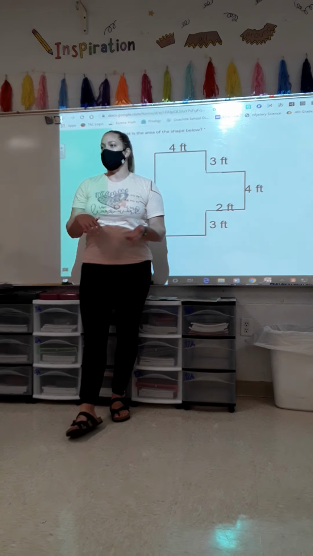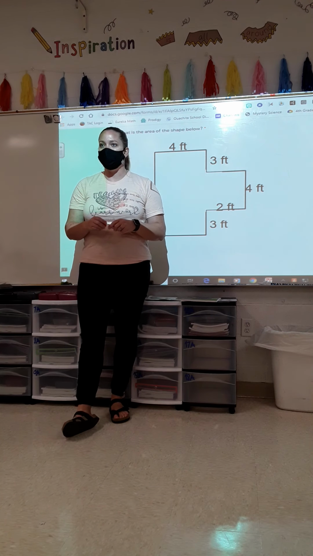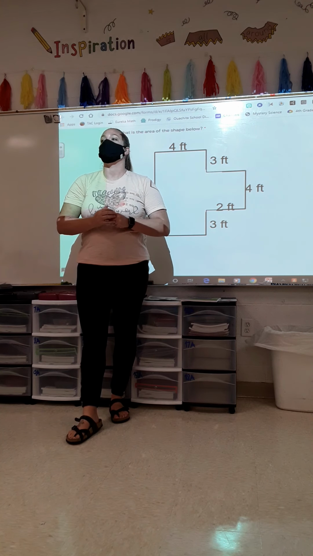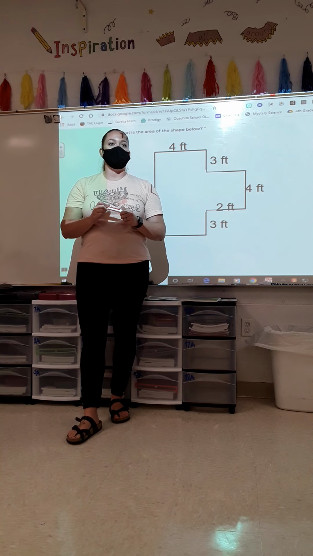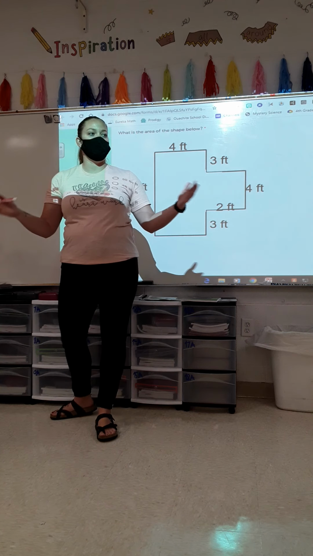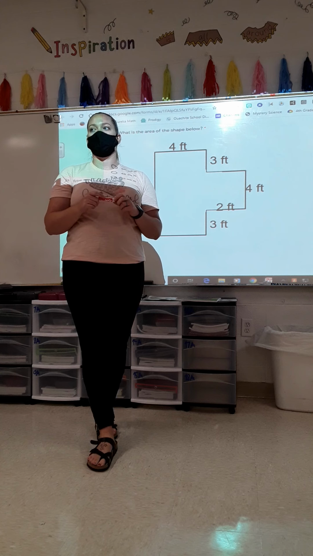So if I wanted to know the amount of space that my dog has to run and play, what would I measure? The fence? Area. Yeah, that would be the area. The perimeter would tell me the measure around the fence, but the area would tell me the space inside that my dog has to play.